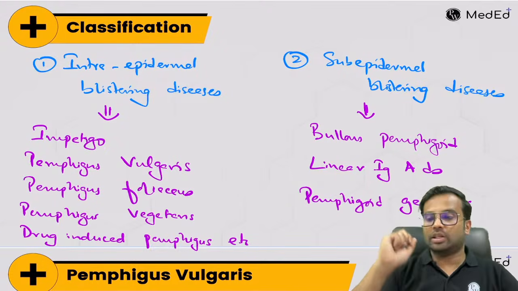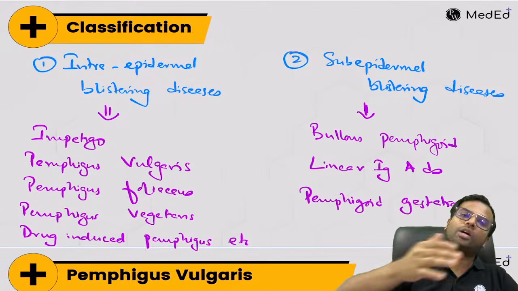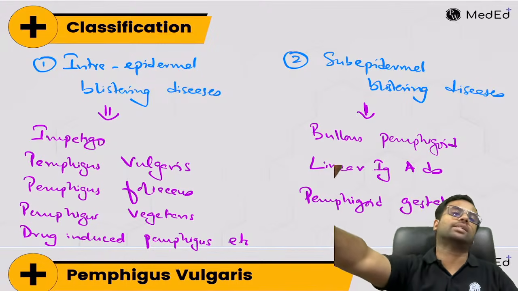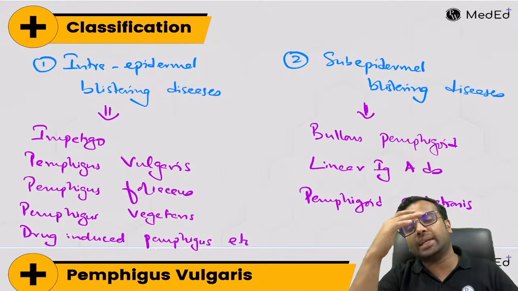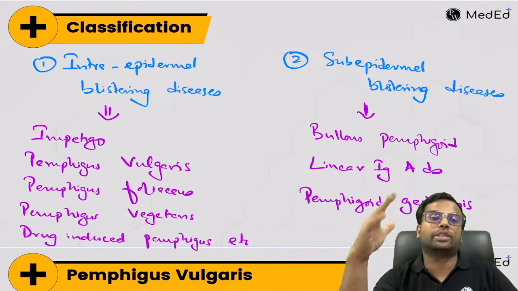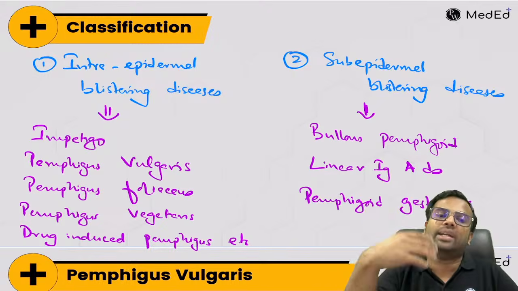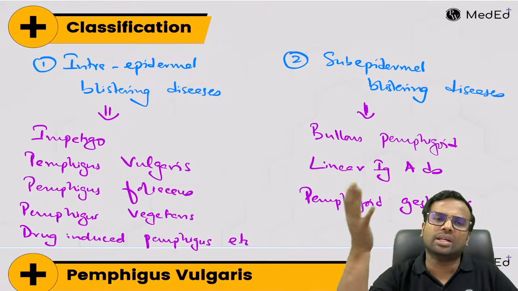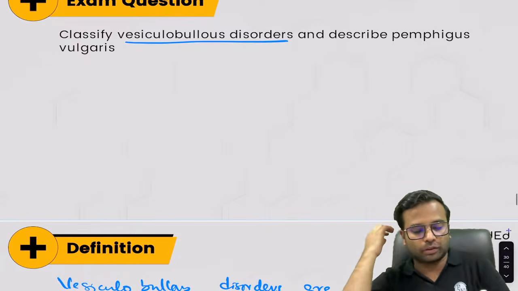Is that clear? So that is how we are going to divide this blistering disease. Either it can be within the epidermis or below the epidermis. Within the epidermis, all the pemphigus, you can give that as an example. Below the epidermis, anything other than pemphigus, like bullous pemphigoid, pemphigoid gestationis, linear IgA disease, dermatitis herpetiformis, everything comes under subepidermal blistering diseases.